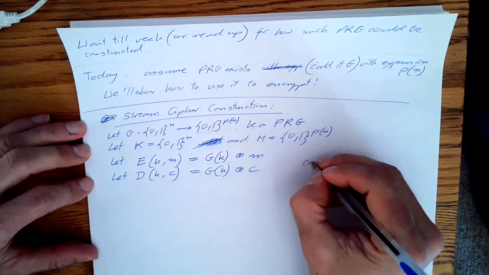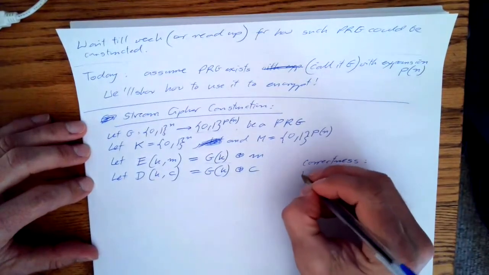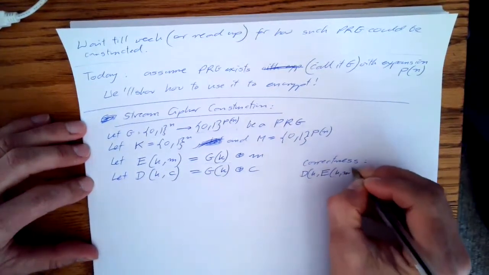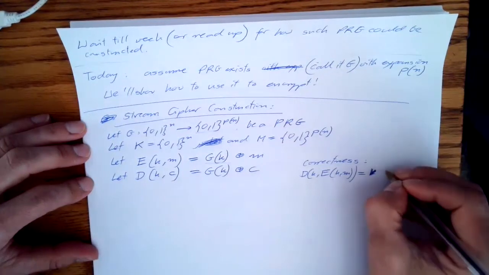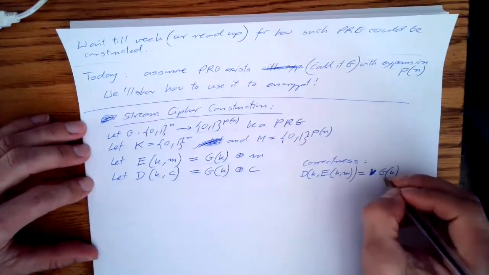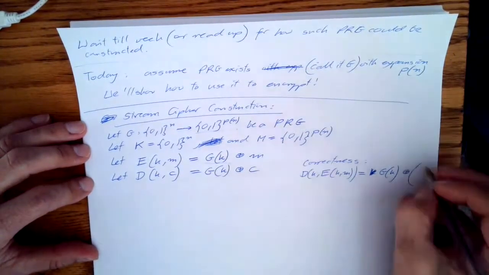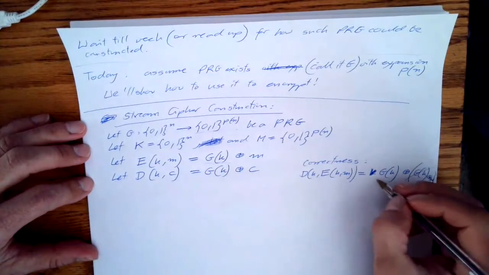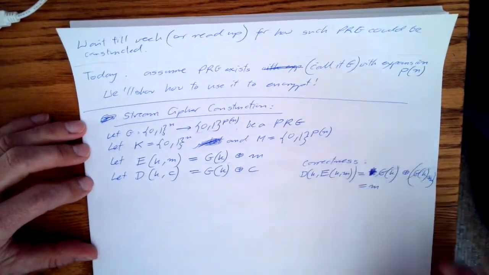Okay, correctness is immediate. Decryption of the encryption of M under K is G of K XOR, and what is the encryption? G of K, the PRG expansion of the key, XOR with M. So the two expansions cancel out, and this is just M, right?